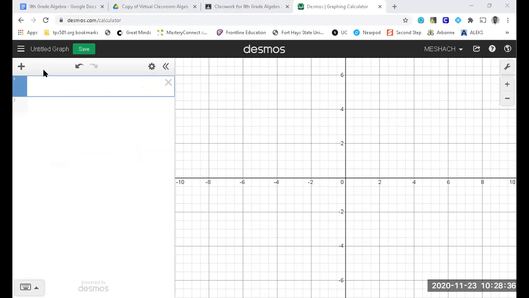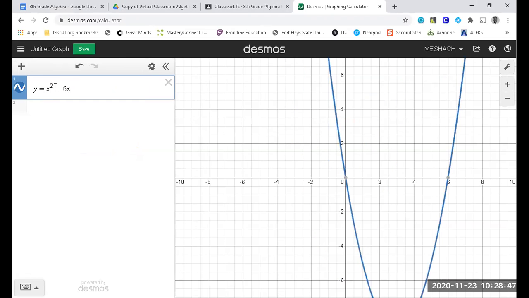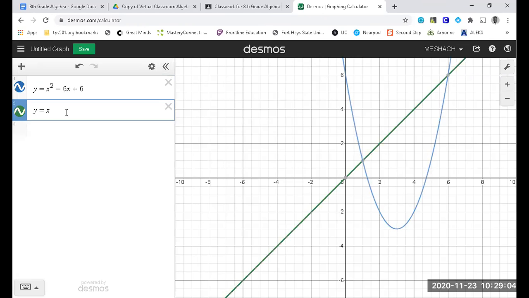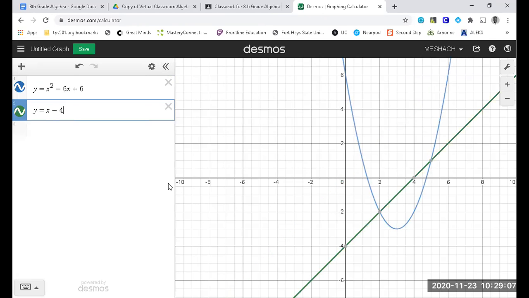Let me write these down. So the first one I'm going to put in is example 1, right? So it was y equals x squared minus 6x plus 6. That's the first equation, that quadratic. And then the next one was y equals x minus 4. So we put those two equations in. We did the quadratic, which for this one is in blue, and then we did the linear, which for this one is in green.